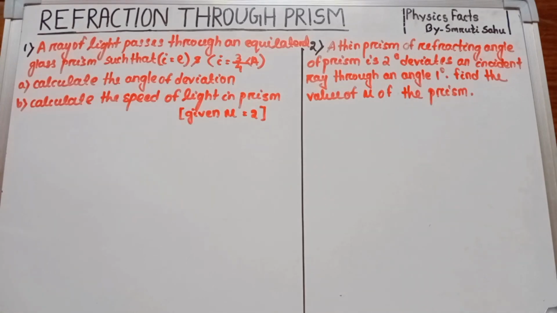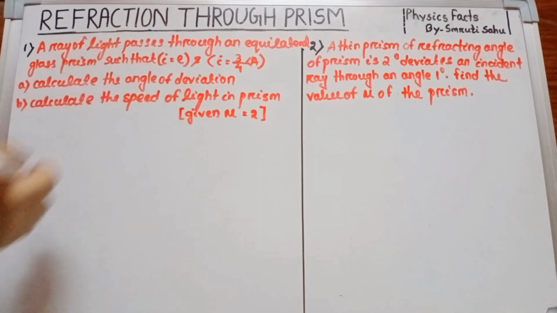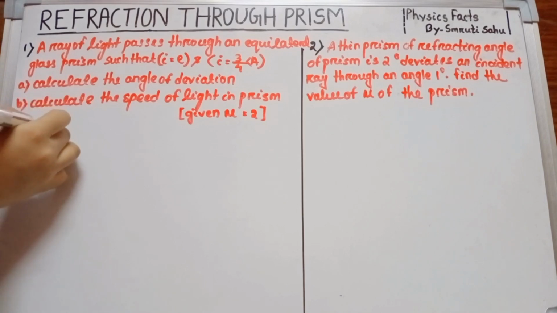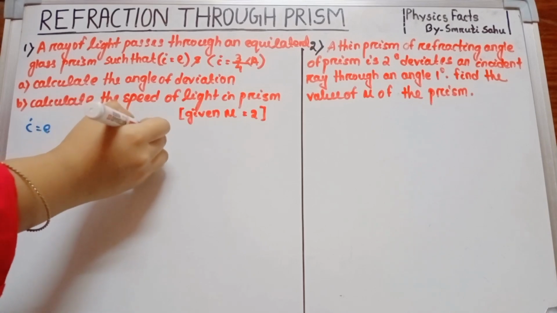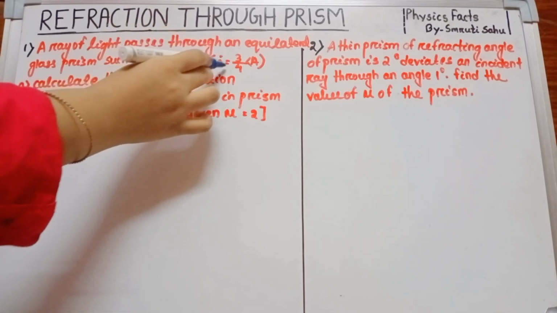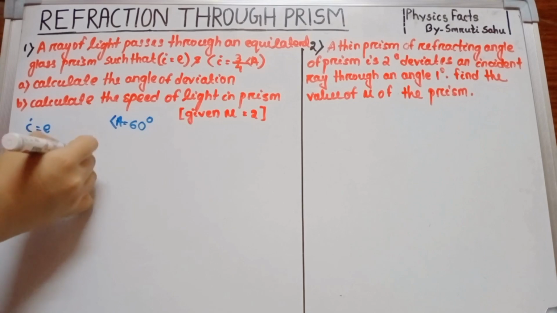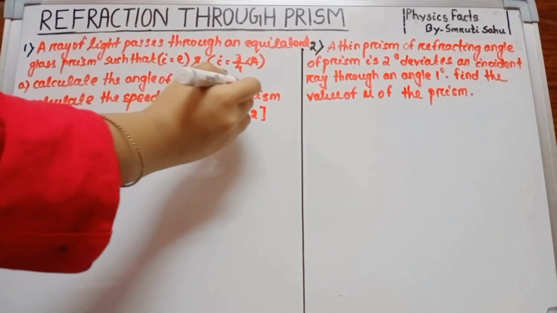On the basis of this concept, we go to solve these examples. First one, students: a ray of light passes through an equilateral glass prism such that i equals e. That means angle of incidence is equal to angle of emergence. Equilateral triangle means angle of prism is 60 degree. Also, the angle of incidence is 3 by 4th of angle of prism. Here, calculate the angle of deviation and the speed of light in prism.